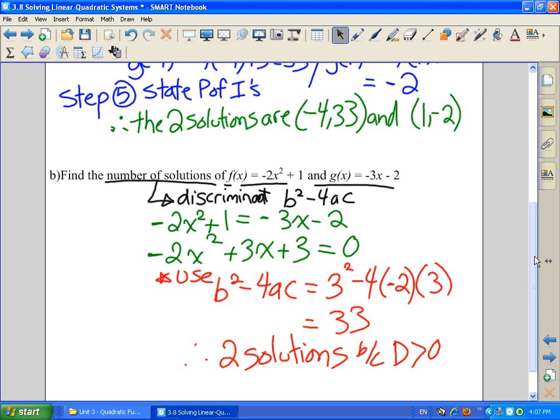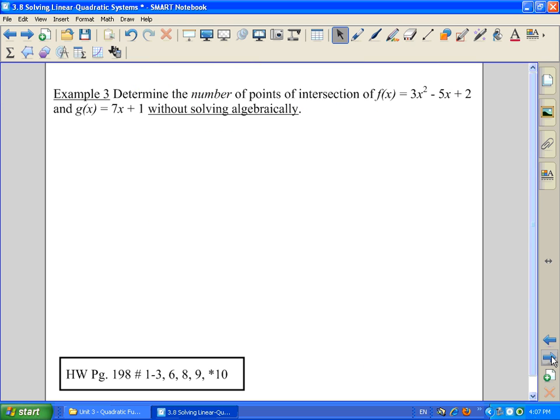All right, I've got one more example for you, and it's a tricky one. It's your level 4 type inquiry question. So let's see if we can do it together. Example 3. Determine the number of points of intersection of g at x and f at x without solving algebraically. So the only other way we could do it is using graphing, or the graphing method.